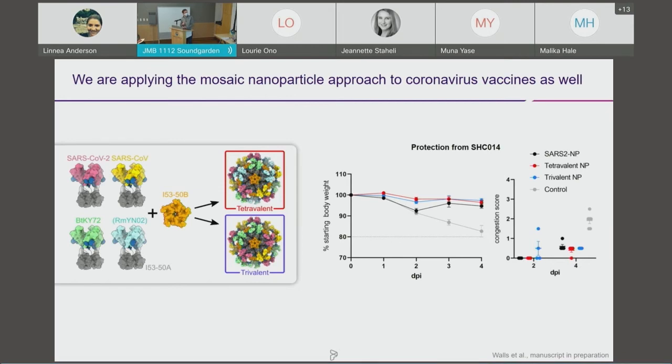We're doing a tetravalent nanoparticle that includes an RBD from each of the known clades of sarbecoviruses, so clade 1A, clade 1B, clade 2, clade 3. But the clade 2 RBDs are a bit different than the others. Their entry receptor is not known. And so we also made a trivalent because it's a little bit unclear how relevant that clade 2 RBD is.